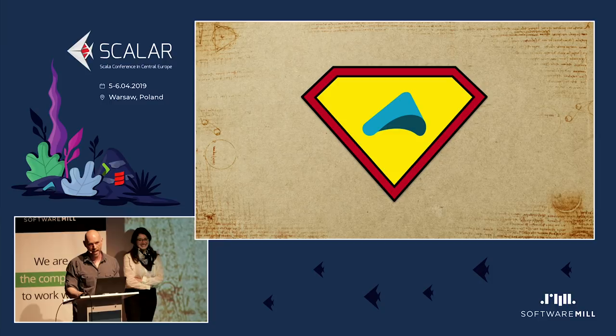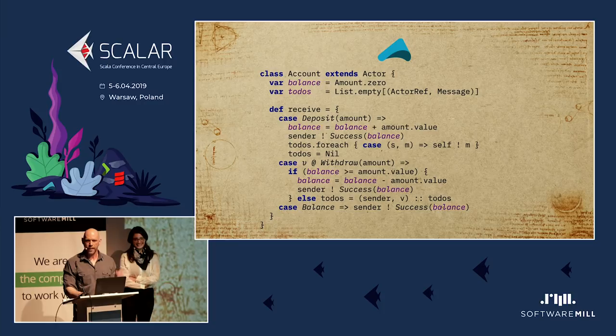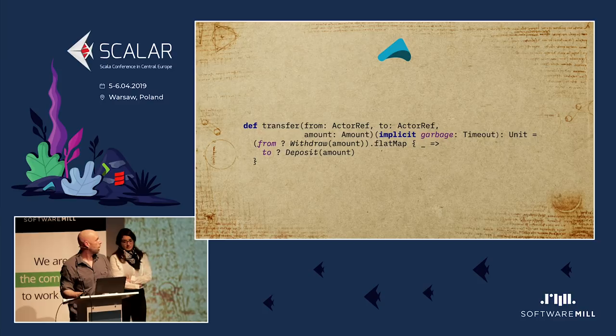To solve this problem using actors, we just create an actor for every account. And the actor manages the state, the balance of the account, so we can ensure that the account can't lose money. It can be consistent with respect to its balance. The only way to interact with the actor is through messages. So it solves some problems. And then we implement the transfer function by sending a withdraw message to the from actor. And if that succeeds, we send a deposit message to the to actor for the same amount.